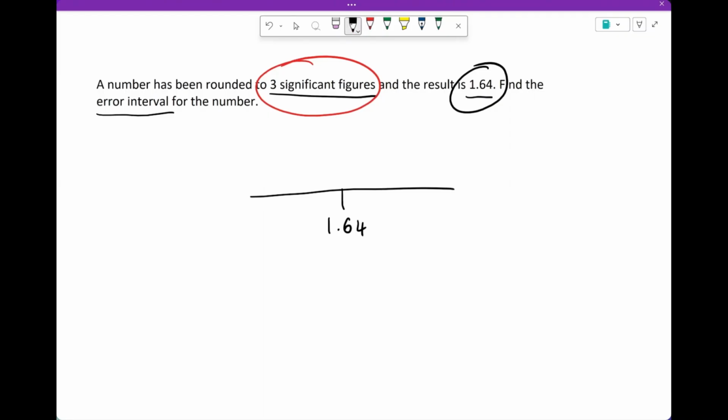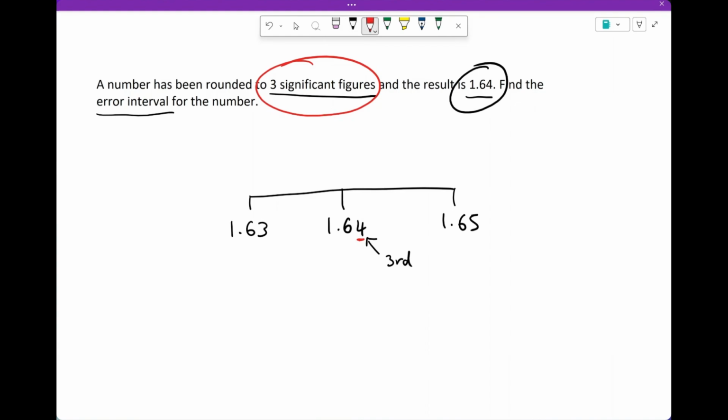For decimals, the first significant figure is always the first non-zero number, okay, and then after that everything is significant, so this would be the second, and then the 4 would be the third significant figure. Therefore, that's the place value we're interested in on this question. So what I'm going to do is add 1 to that place value to get 1.65, and then subtract 1 from it to get 1.63.